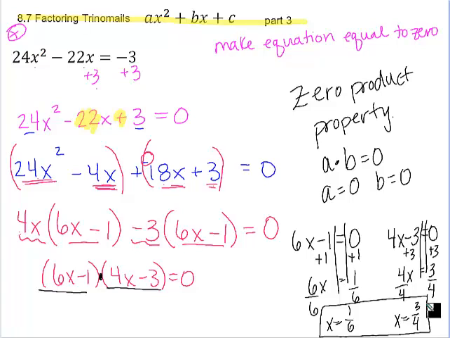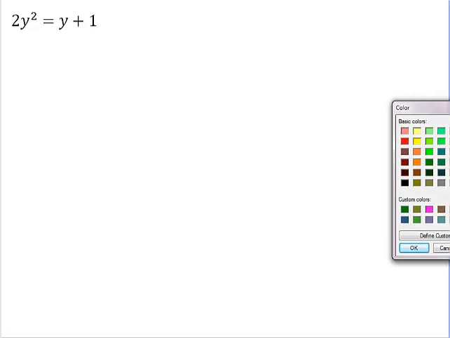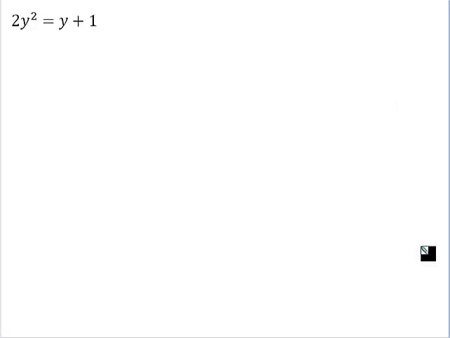All right, so now we will do the second example. Second example, 2y squared equals y plus 1. First step, we need to get this equal to 0. So we would subtract our y and subtract our 1. That means we would have 2y squared minus y minus 1 equals 0. And now we factor it.